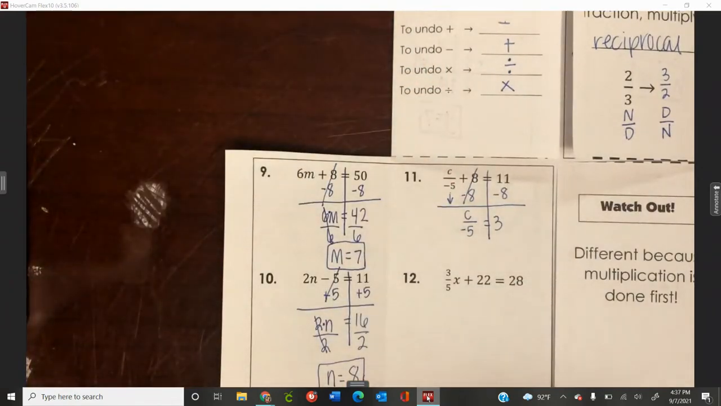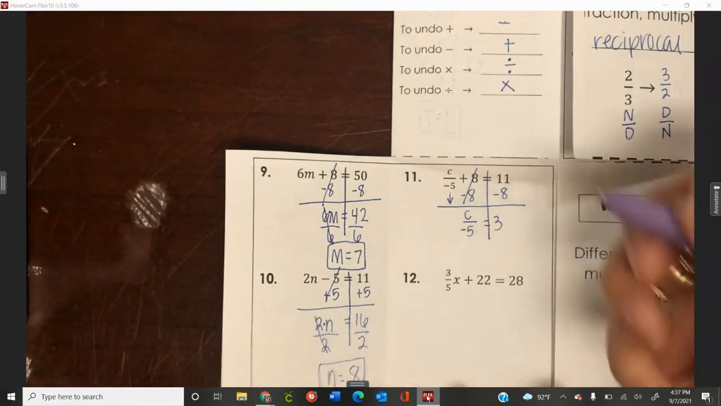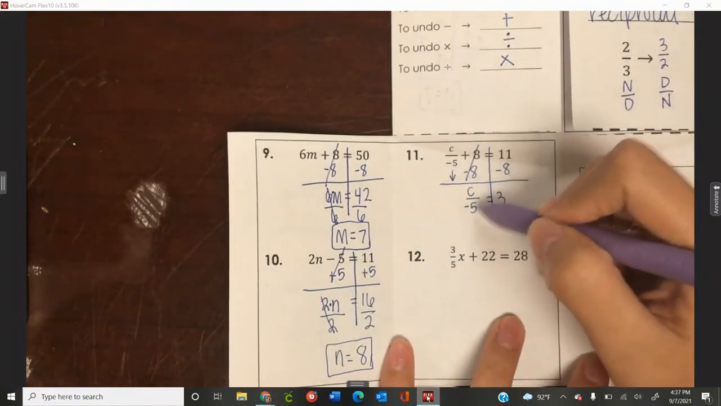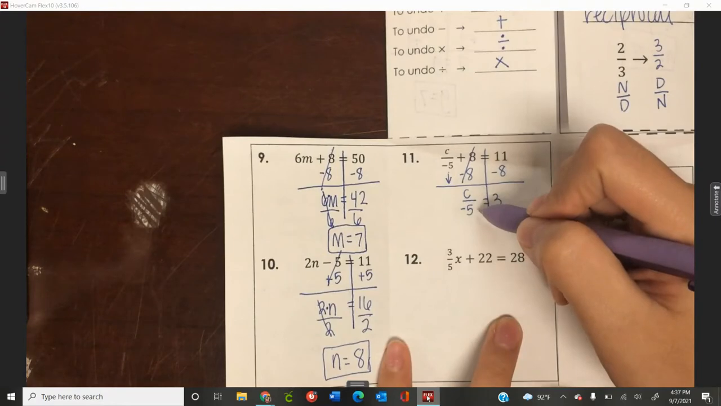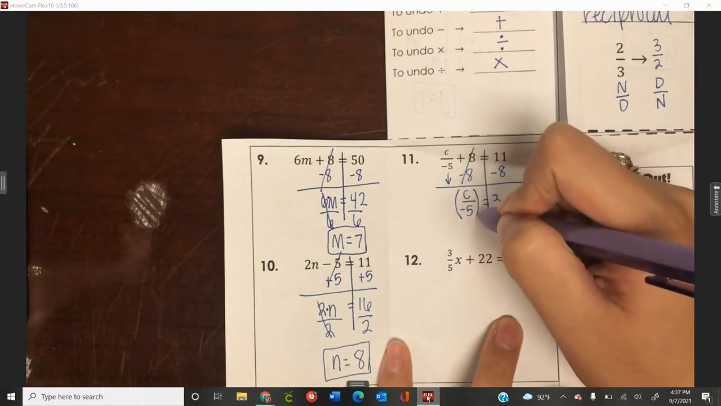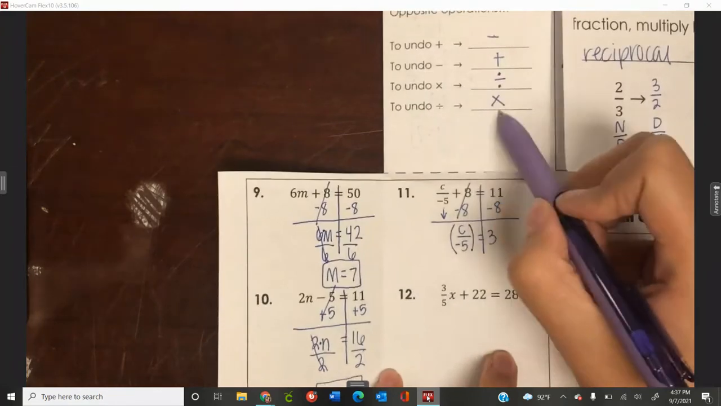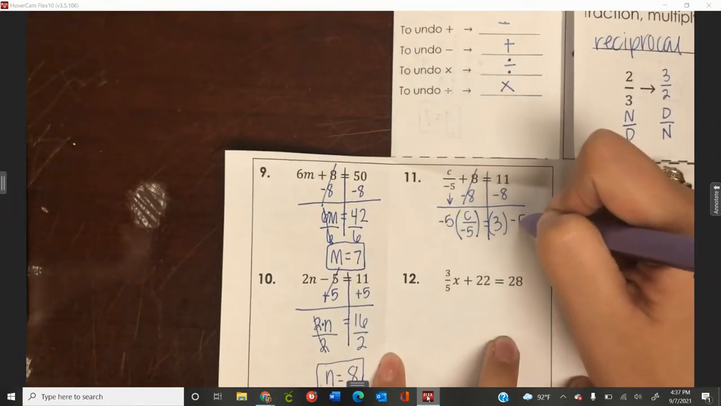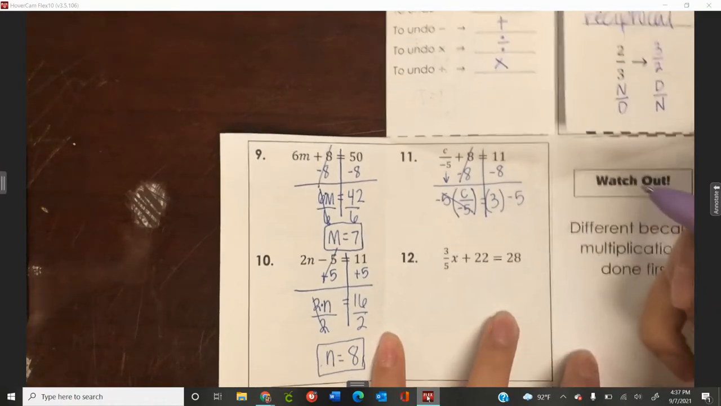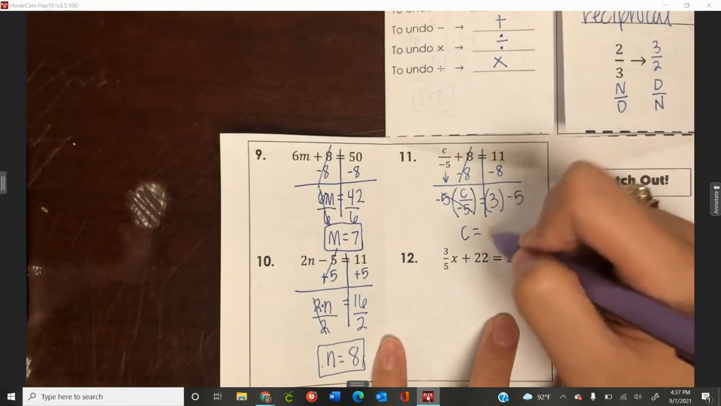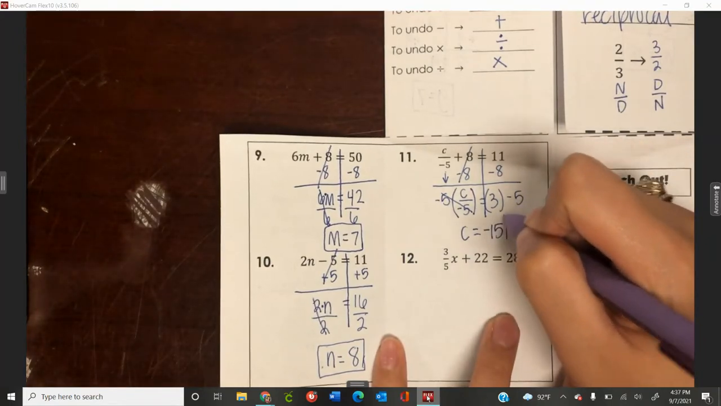Now we need to either multiply or divide by our coefficient, or multiply or divide my variable. Right now my variable is being divided by negative 5, and to cancel this out, to undo this, you multiply negative 5 on both sides. Remember, what you do to one side, you got to do to the other. So here my negative 5's cancel out. I'm left with c equals 3 times negative 5, which is a negative 15.